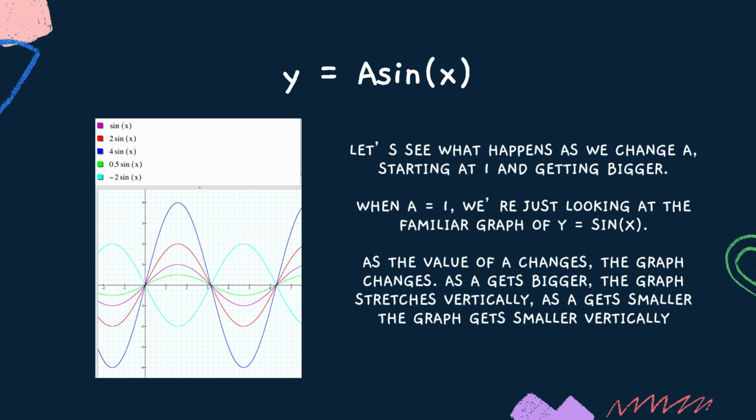As the value of a changes, the graph changes. As it gets bigger, the graph stretches vertically. As it gets smaller, the graph gets smaller vertically. If a is a positive number, then the graph of y = a sin x looks exactly like the graph of y = sin x, just stretched or compressed vertically, so it is a units high rather than 1 unit high. If a is a negative number, then the graph of y = a sin x looks exactly like the graph of y = sin x, but reflected across the x-axis and then stretched or compressed vertically, so it is the absolute value of a units high rather than 1 unit high.